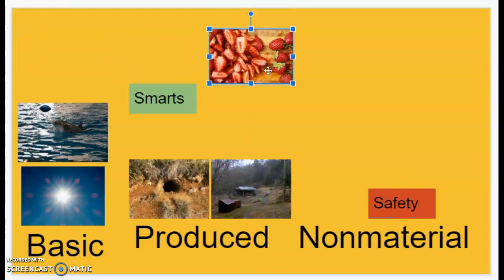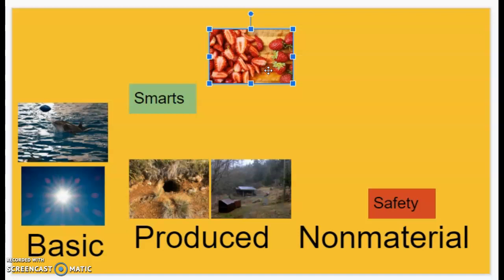All right, now this one is one of the hardest ones. If you were with me for our field trip on Thursday, you would know. If you get this wrong on the test, I'm not going to count it against you. I don't even think it's a question on the test. But here's the one for food. Is food basic, produced, or non-material? What do you think? If you're with someone, see if they can guess.